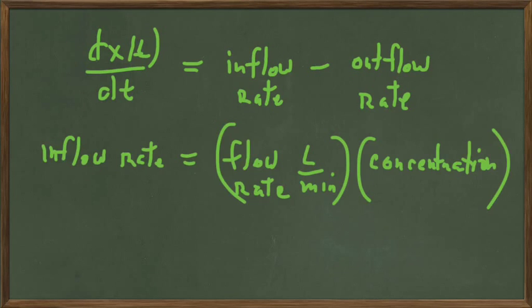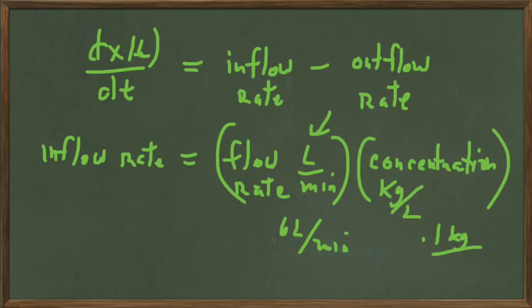We need to define inflow rate and outflow rate, so let's do that. The inflow rate will be the flow rate in, which will be in units like liters per minute, times the concentration in, which could be something like kilograms per liter. A flow rate in might be something like 6 liters per minute, and a concentration, let's say of salt, which we'll use in our first example, might be 0.1 kilograms per liter in the inflow.